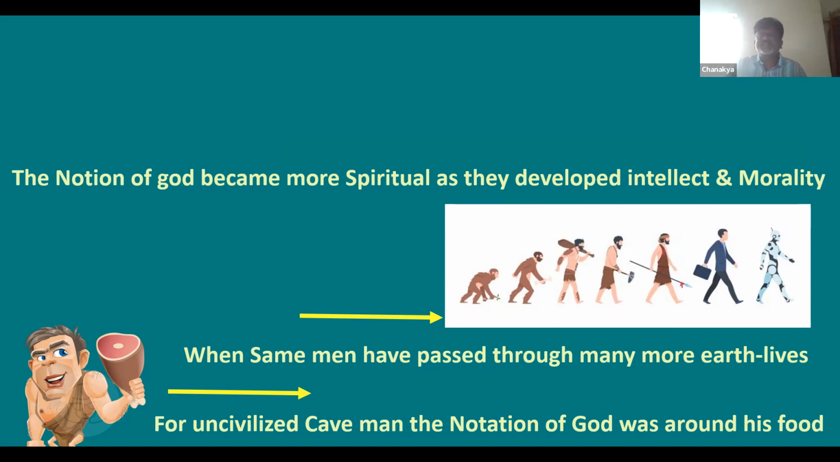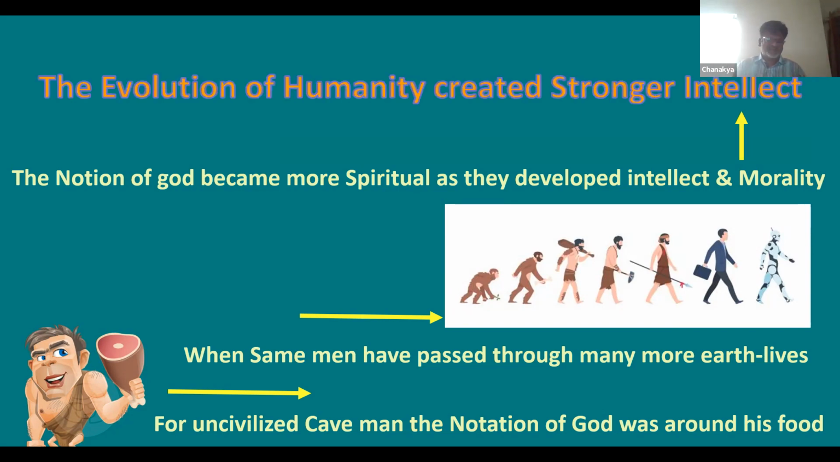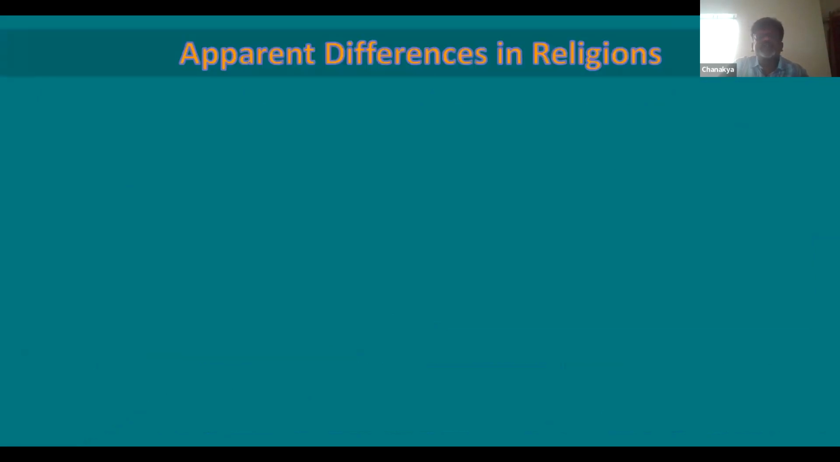So the notion has changed, and this evolution of humanity has created a stronger intellect, and right now, we can discuss an unknown thing called God in a different way with a great intellect than our predecessor, that is the caveman or the other people. Okay, so this is how the things go on in the religion.